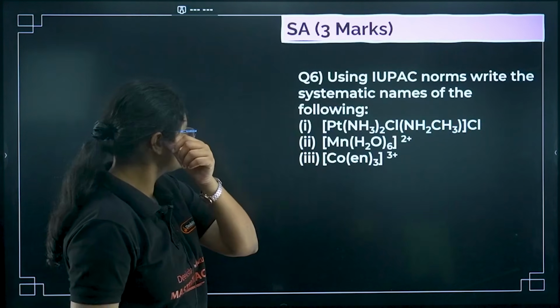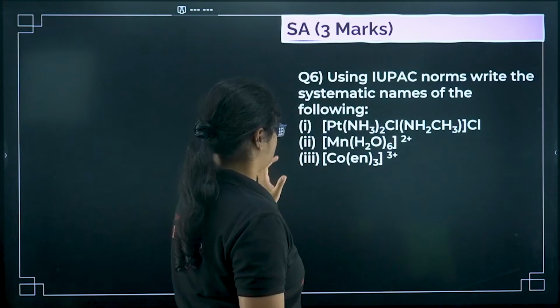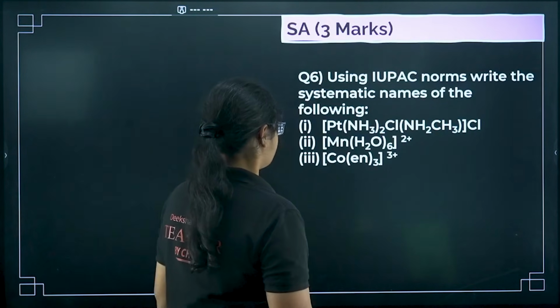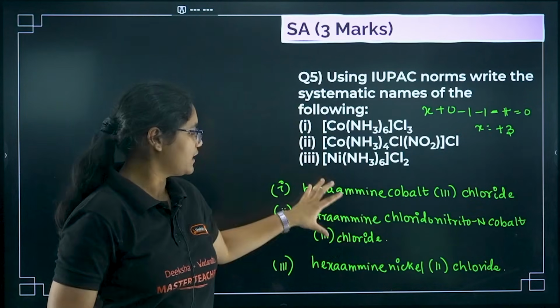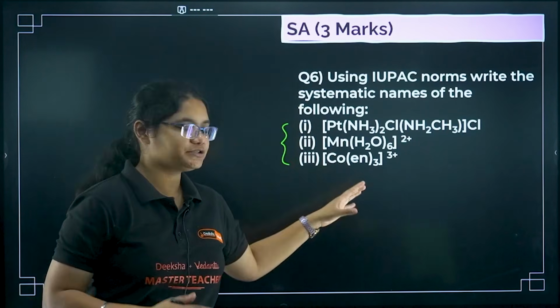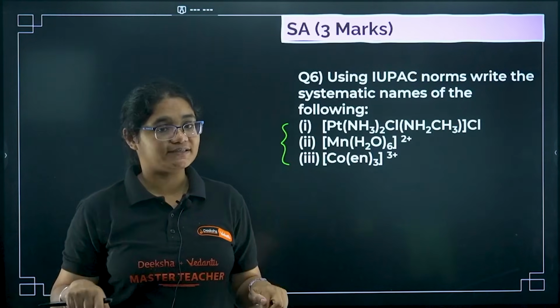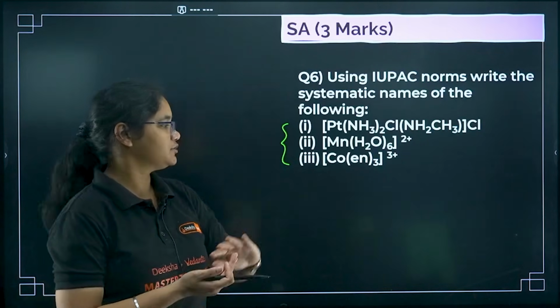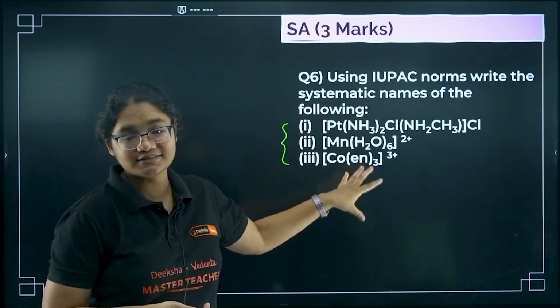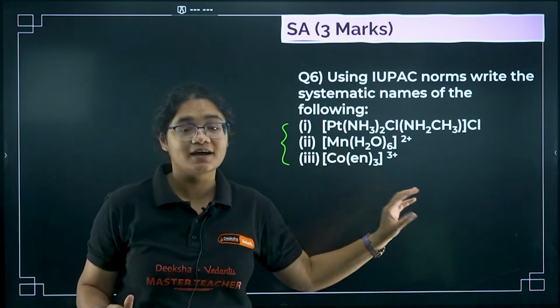Now moving to the sixth one, again you have some IUPAC names to write. I want all of you to practice these 3 questions, and I have already explained how to do this one. Try these questions and put down your answers in the comment section. I will pin the answer in the comment section, or I'll reply to you there, but I want all of you to practice these 3 and put down your answers.